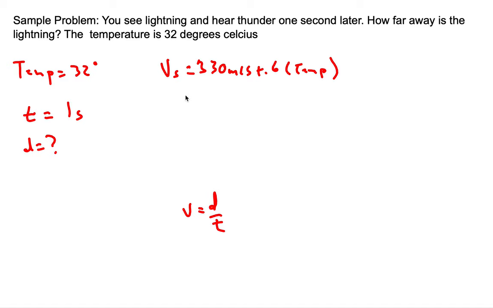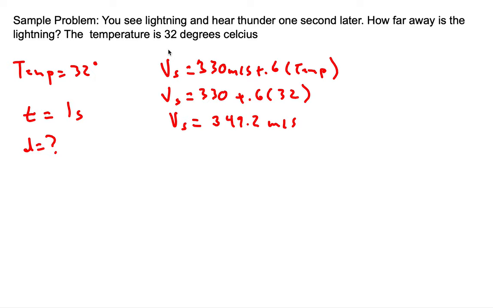So the speed of sound is 330 plus 0.6 times 32. And if you put that in your calculator, 0.6 times 32, that should be 19.2. So this should be 349.2. Someone could check my math for me, just to make sure I'm right. So 349.2 is what I got. Okay, I got confirmation.